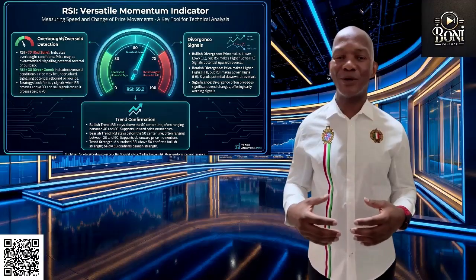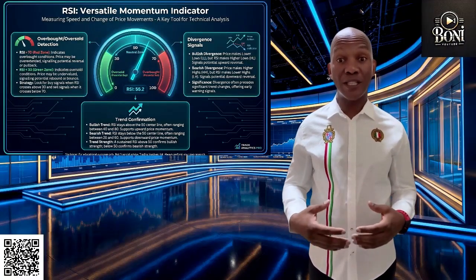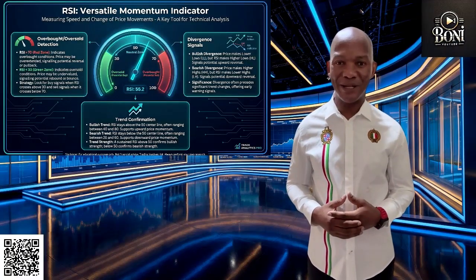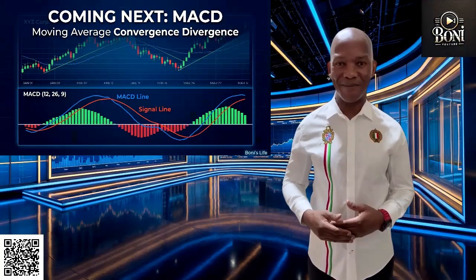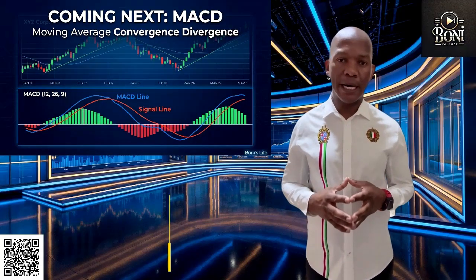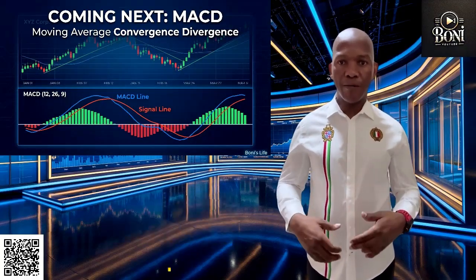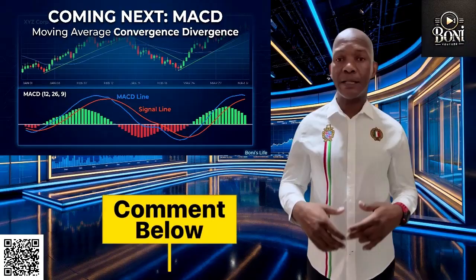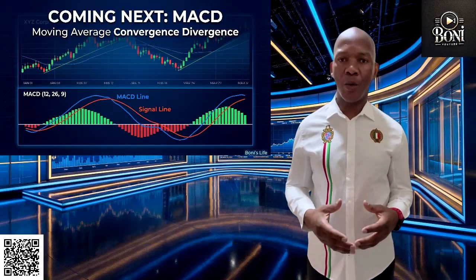That's it for this episode on the RSI. I hope you're starting to see how these indicators can be layered together to build a robust trading system. In our next episode, we'll be exploring the MACD, or Moving Average Convergence Divergence. It's another powerful momentum indicator that you won't want to miss.